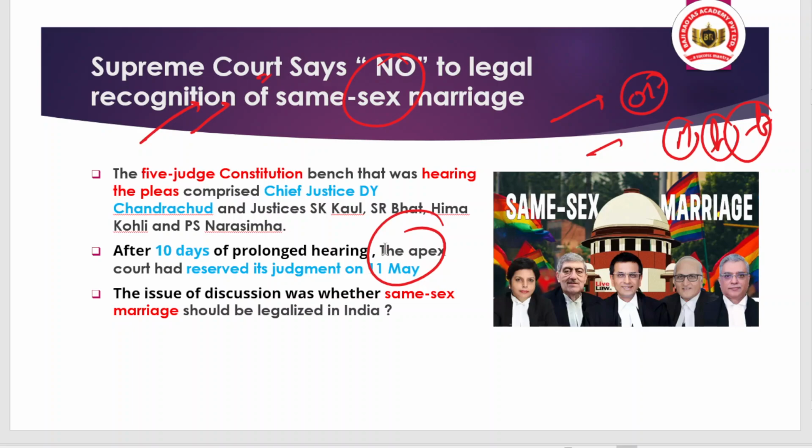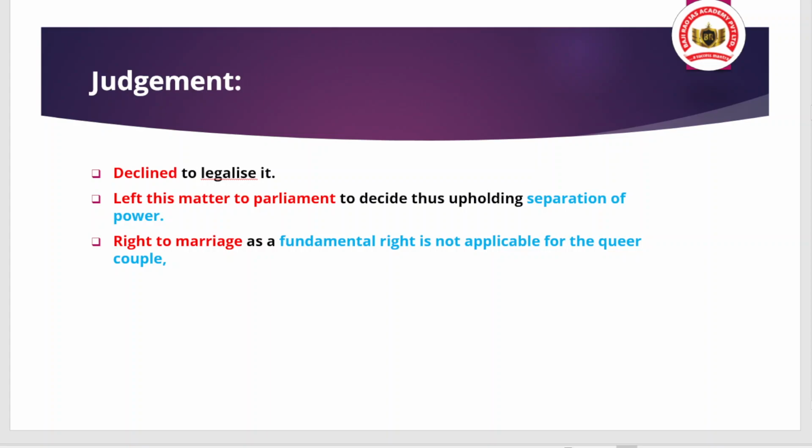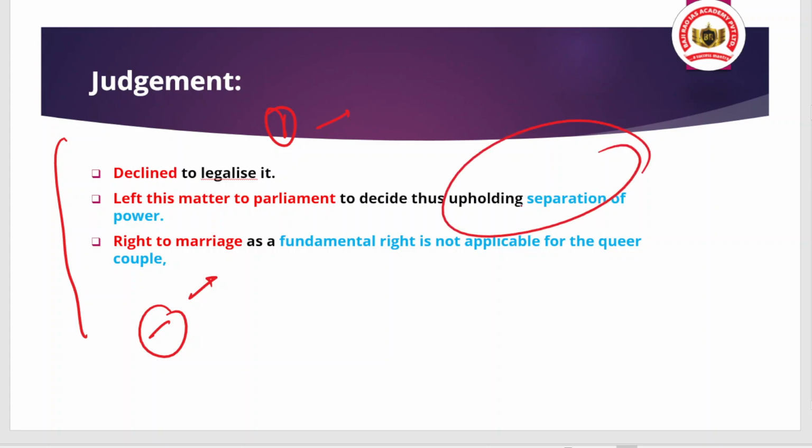So what was the judgment? Keep this judgment in your notes, because you can refer to it in various mains answers. First of all, the Supreme Court declined to legalize same-sex marriage, and said it left the matter to Parliament to decide, thus upholding the separation of power.